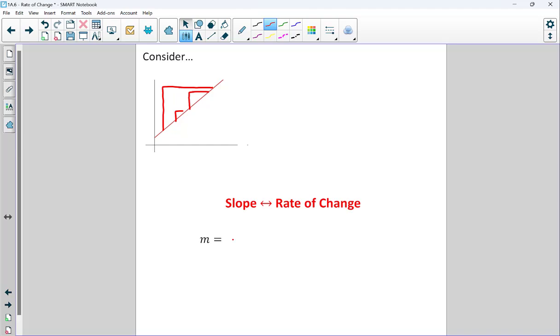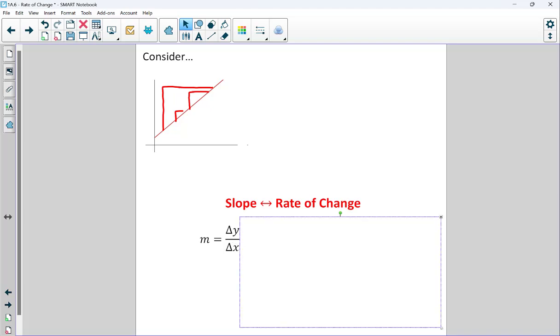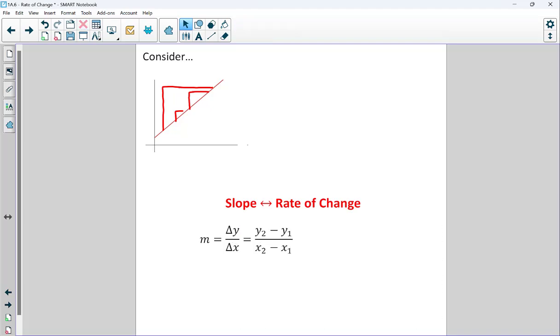A more formal way to say that would be delta y over delta x. This is the Greek letter delta. This is not a triangle. Anytime I see that Greek letter delta in math or science, that means change. So the change in y represents rise, and the change in x represents run. We can calculate change by simply subtracting the second number minus the first number: y2 minus y1 over x2 minus x1. This is how we write things in Algebra 1.